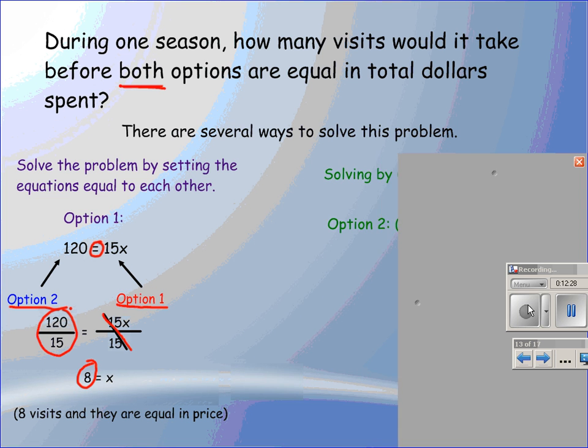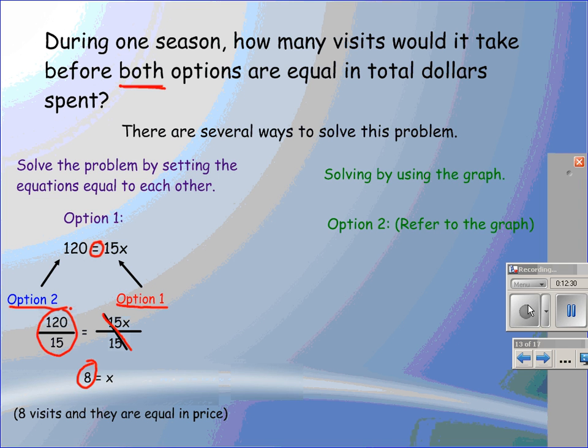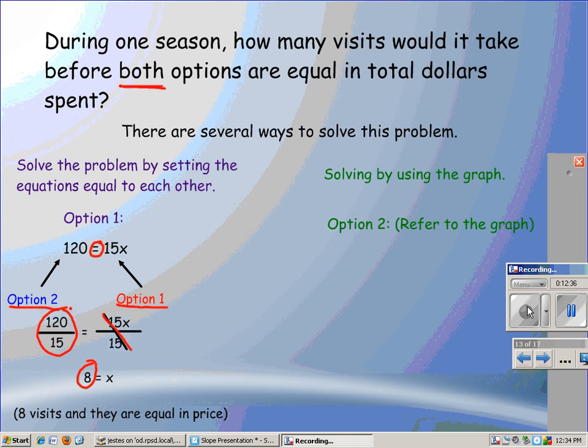The next way to solve this is by using the graph. So let's refer back to the graph. Oops, I noticed that I made a mistake. This was 120 is equal to 15x. And when we come down to this next step, it is 120 divided by 15 will give you 8. And it's 8 visits that are required before they're both equal in price. Now, let's go back to that graph.